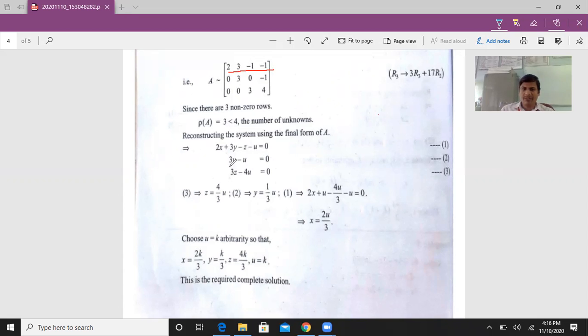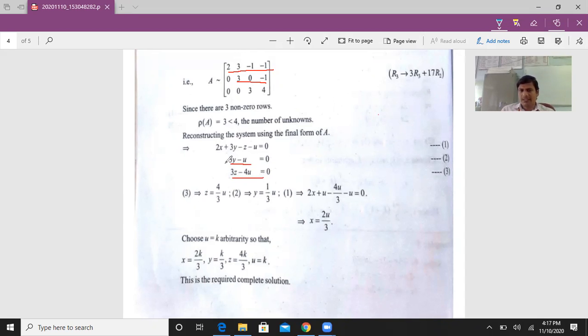Next, go to the second equation, that is 3y. Then here u. Okay, this is the first column is x, second column is y, third column is z, and fourth column is u. That's why 3y minus u is equal to 0, x is 0, and z is 0. After that third equation, 3z minus 4u is equal to 0. Okay, these are the three equations.